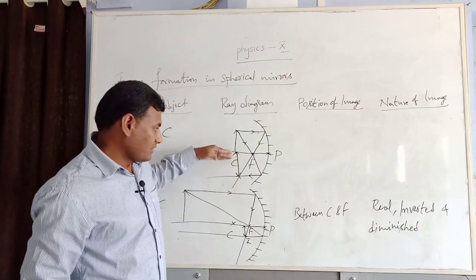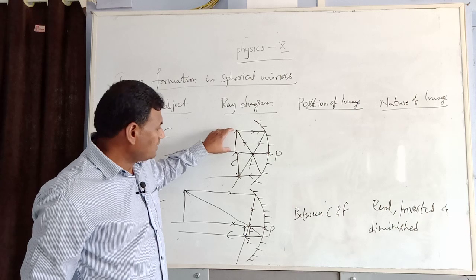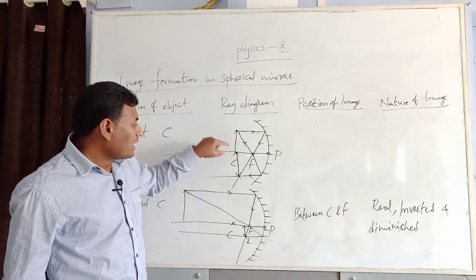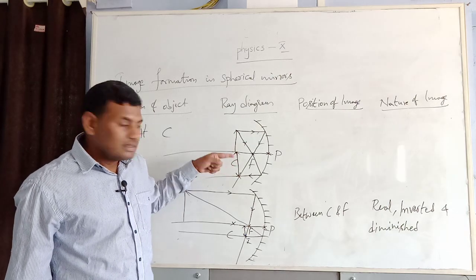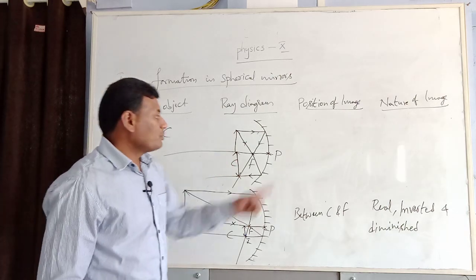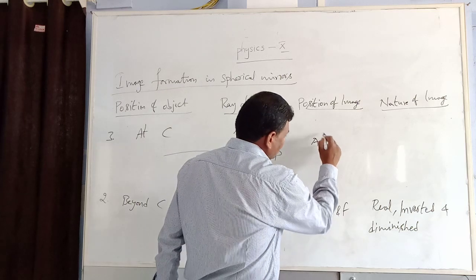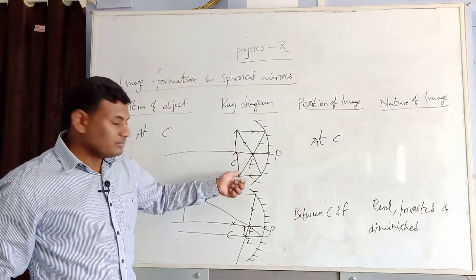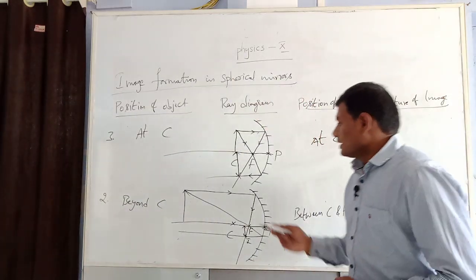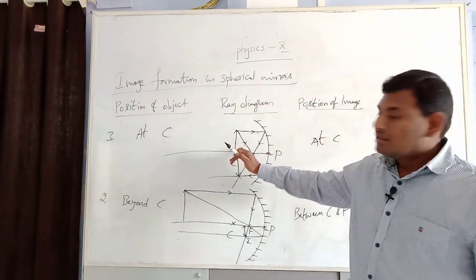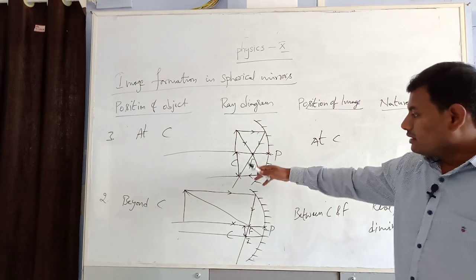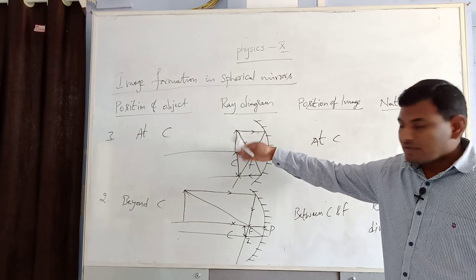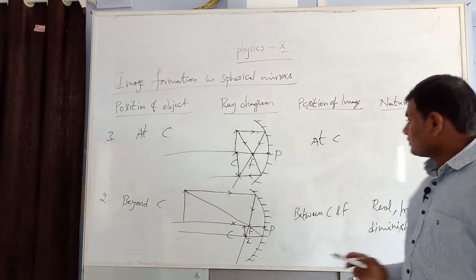So if we draw that properly, we can say that the size of the object is equal to the size of the image, and the position of the image is the same as that of the object, that is at C. So the position of the image is at C, because these two rays intersect at a point exactly below C. Now the nature of the image: as the reflected rays are intersecting, the image formed is a real image, and the size of the image is equal to the size of the object.